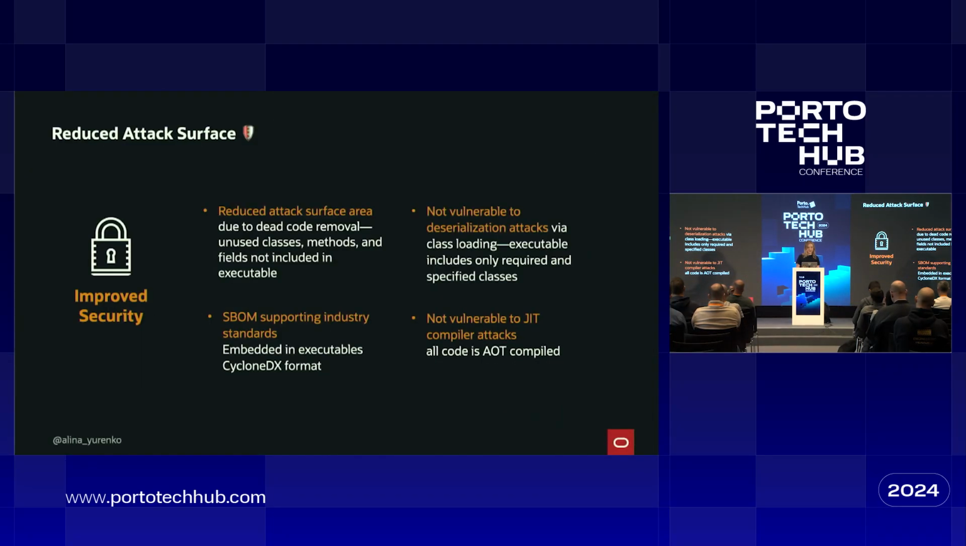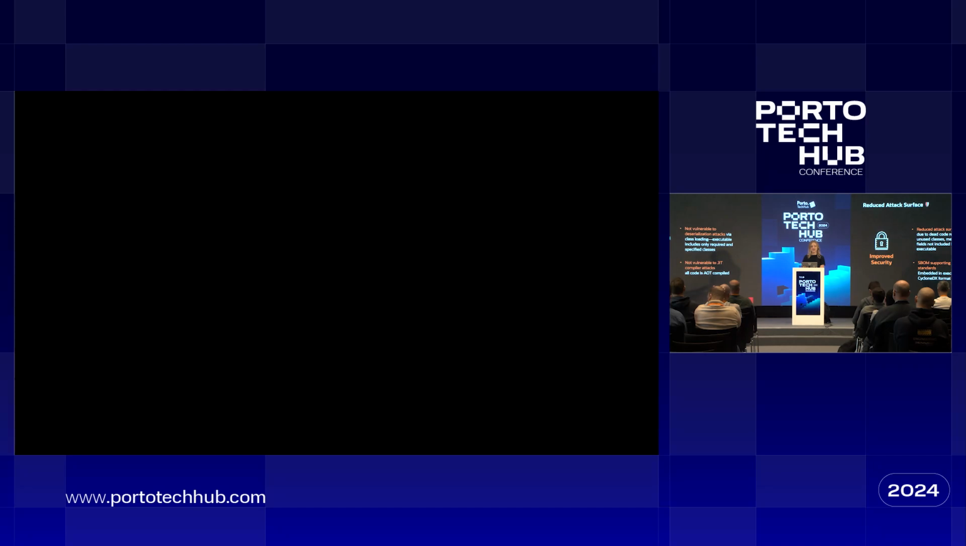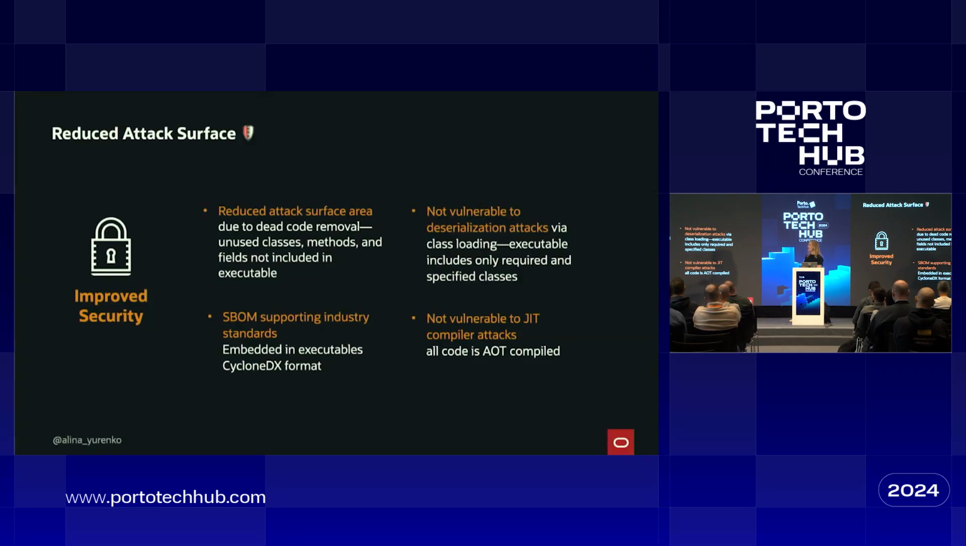Now let's see. Very quickly about reduced attack surface. So I mentioned that native image reduces the attack surface because it eliminates the code that you are not actually using, but then things like serialization or reflection only can happen if you allow it. And one more security feature is that native image includes support for SBOM. So if you want to see what's inside your native executable, native image can help you scan your application and see what is inside.